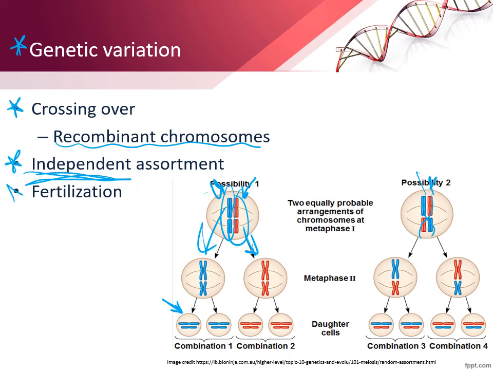And then, of course, like I said, fertilization. After these things happen in both eggs and sperm, we get lots of unique eggs and unique sperm that will then combine to make some pretty special people. You.